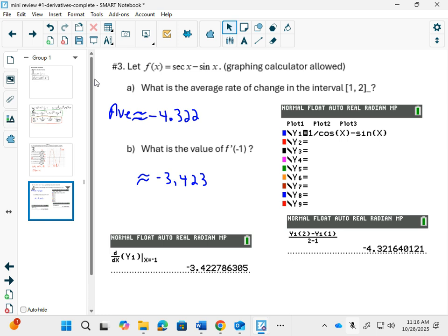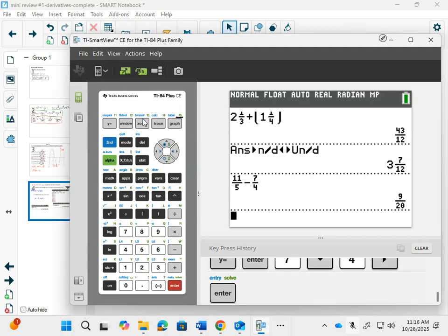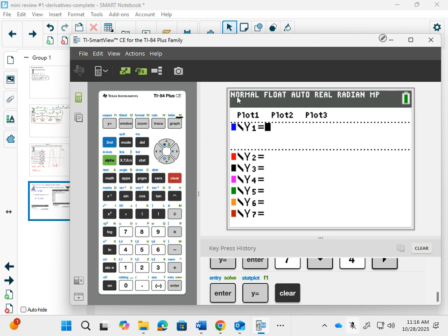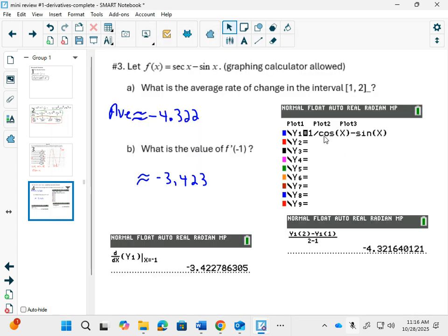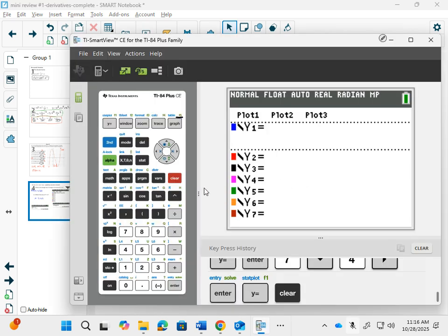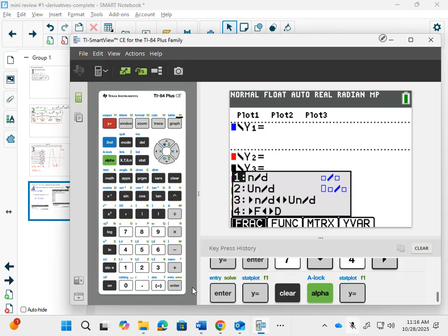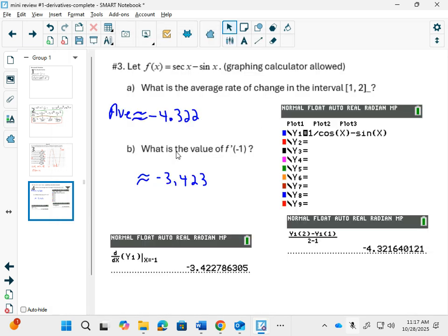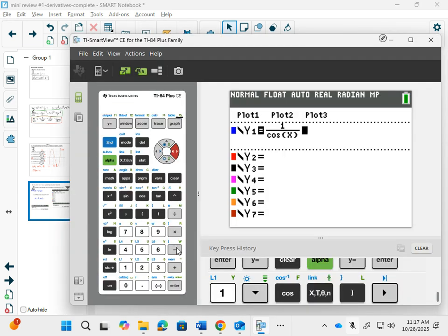Okay? So we've got a function secant x minus sine x. So the first thing we're going to do on our graphing calculators is type that in. Of course, on our calculators, we don't have secant x, so we have to use 1 over cos x. 1 over cos x minus sine x.